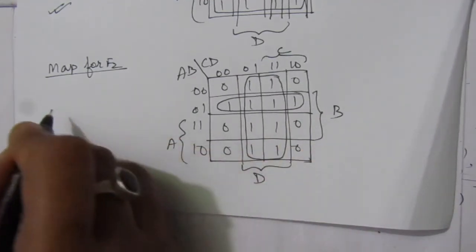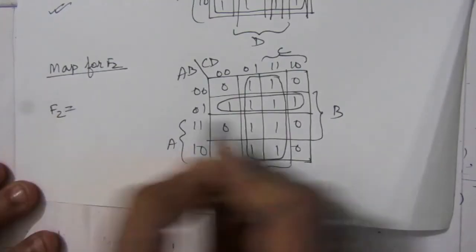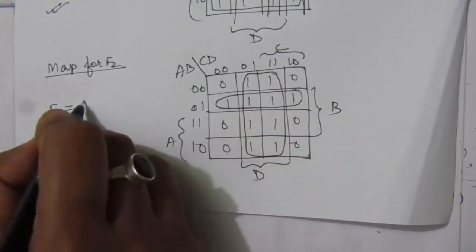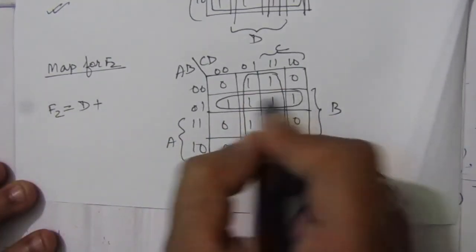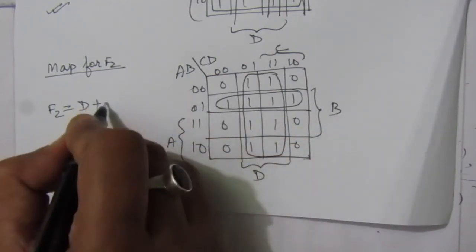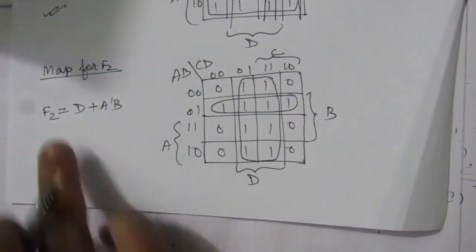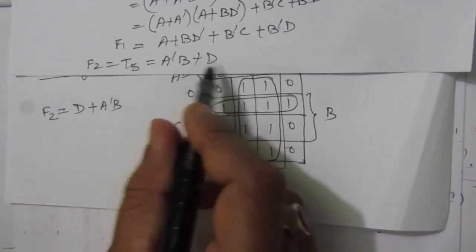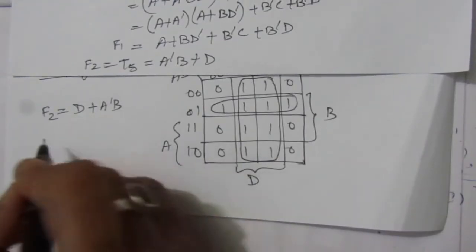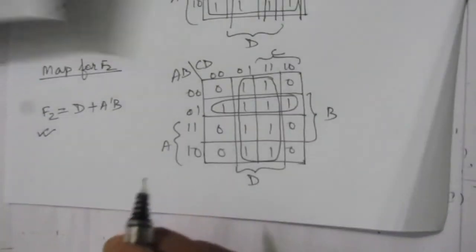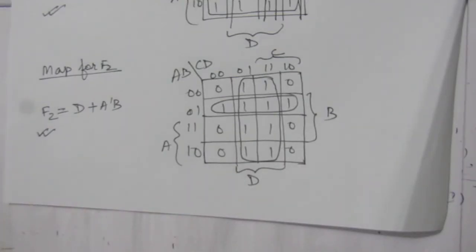This is simple. So F2 we can write as, from this column we'll get D plus, from this term we'll get A bar B. Now if we compare this F2 with the one obtained, A bar B plus D, this is the same as obtained from part A. So this is the solution of problem number 4.1 from chapter number 4.